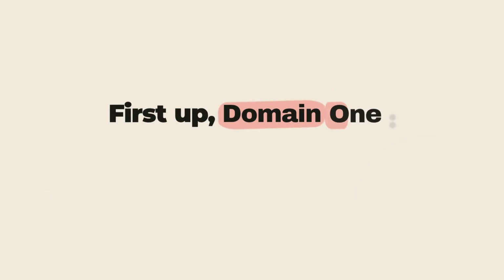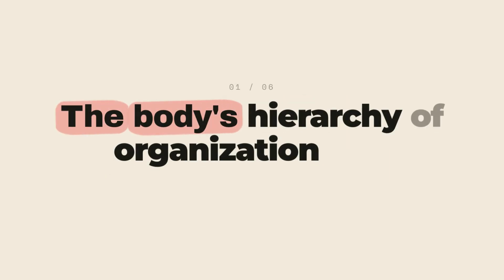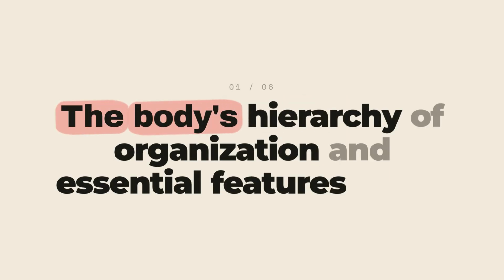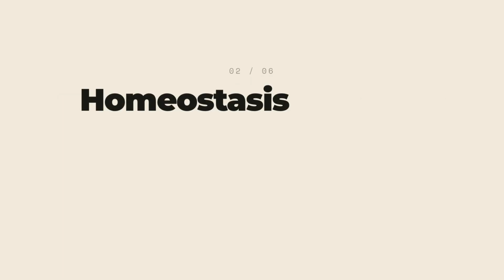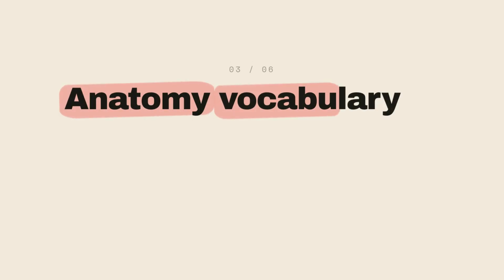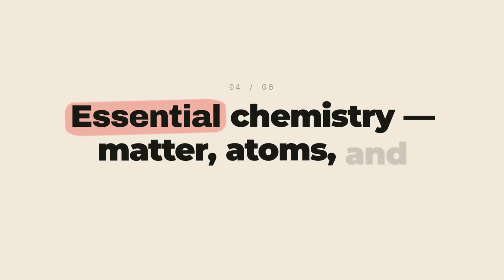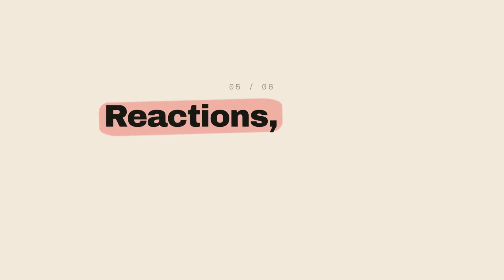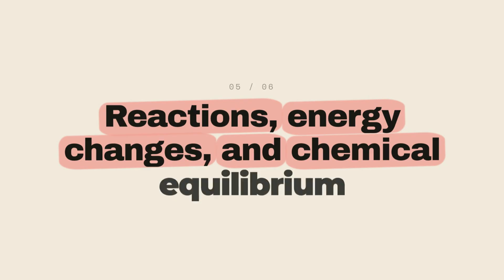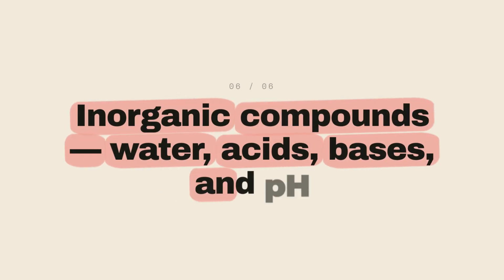First up, Domain 1. Chemistry, cells and body organization. Covering the body's hierarchy of organization and essential features of life. Homeostasis and the feedback mechanisms keeping the body stable. Anatomy vocabulary, directional terms, planes and body cavities. Essential chemistry, matter, atoms and bonding. Reactions, energy changes and chemical equilibrium. Inorganic compounds, water, acids, bases and pH.